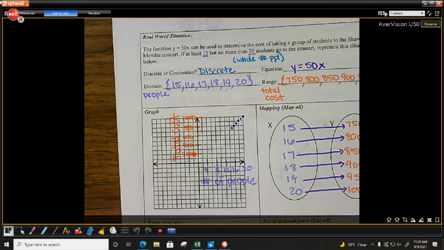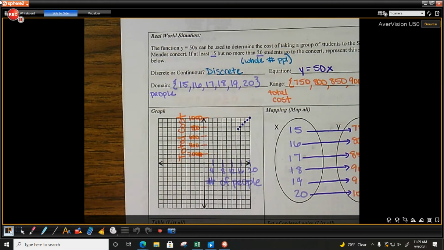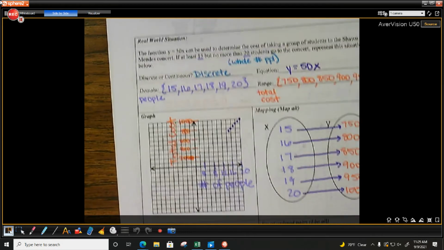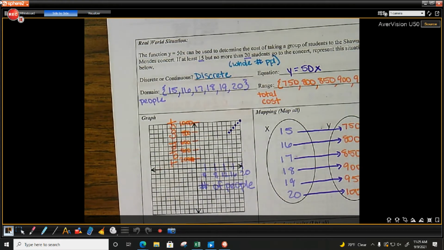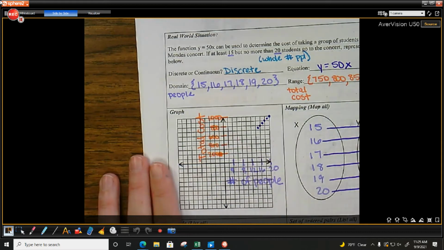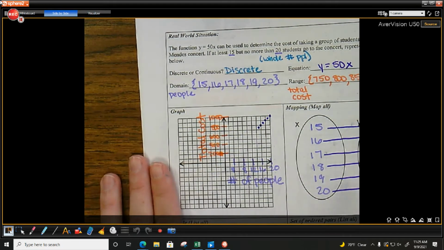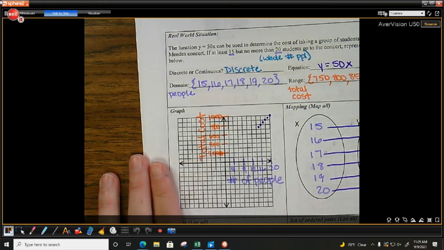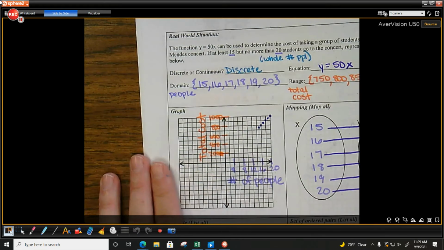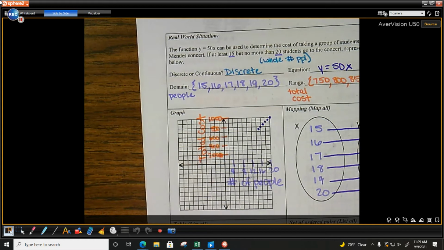I could give you this and then say, tell me the domain for this situation. And you don't have to do all this. Okay? Now you might have questions on your test that look like this graph, and then it says, what's the range? So you have to go from this to the range. Or I'll give you this, and it says, what's the domain? You have to go from this to the domain. Okay, so that's why we're tying it all together, because I could ask you in any number of ways.